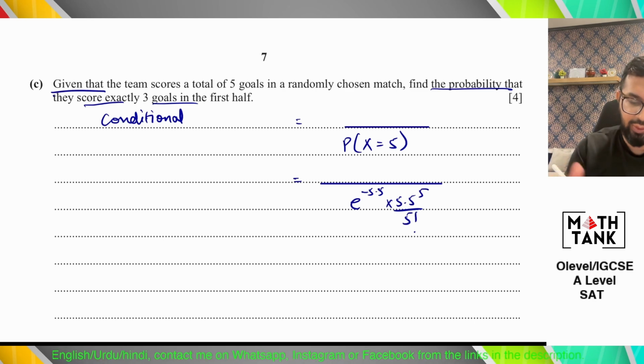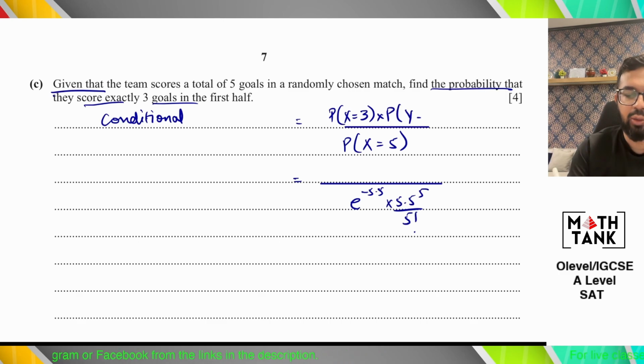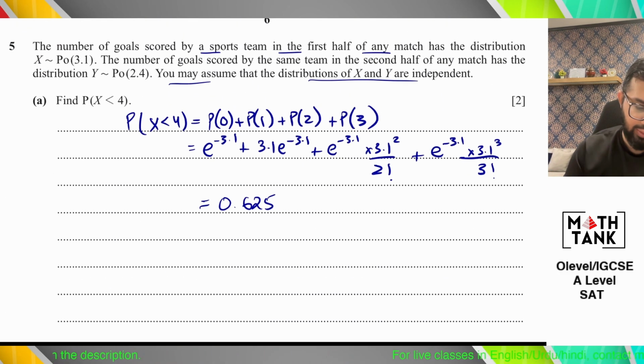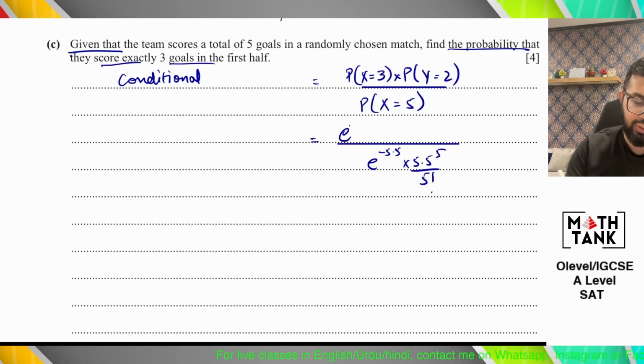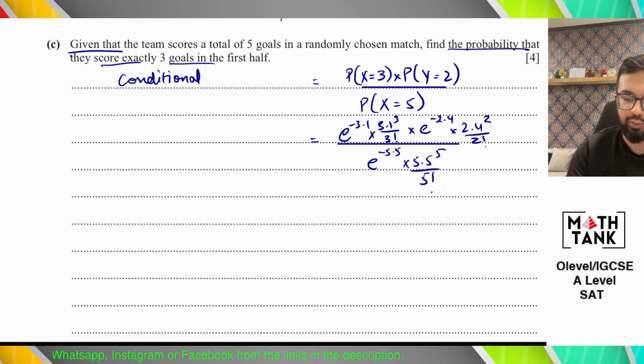Find the probability that they score exactly 3 goals in the first half. If they score exactly 3 goals in the first half, that means they score 3 goals in the first half and 2 goals in the second half, and then the match gets completed. So 3 goals in the first half means 3.1, and 2 goals in the second half means 2.4. So e power minus 3.1 into 3.1 power 3 over 3 factorial, times e power minus 2.4 into 2.4 squared over 2 factorial. That should be the case.